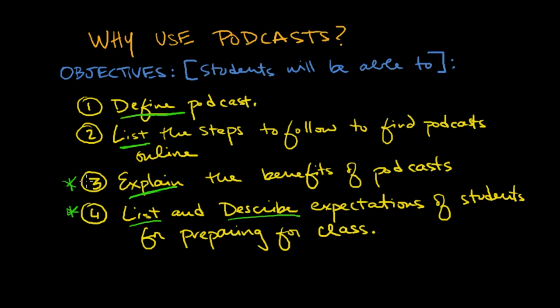Whereas 1 and 2 are kind of setting you up to make sure you understand what these things are and how to find them, 3 and 4 is that all important understanding and context for using them throughout the year. So go ahead and take a moment to write these down if you have not done so already. Pause and then hit play when you're ready.